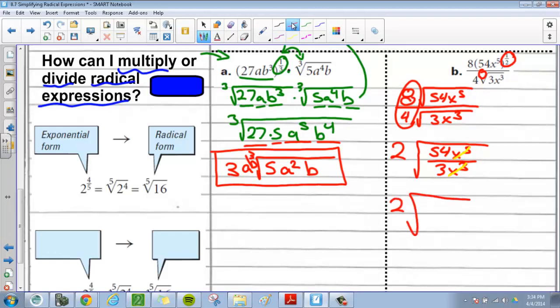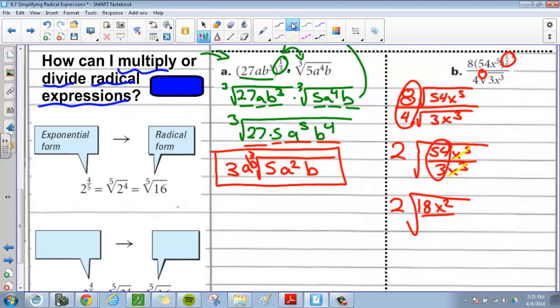So I've got my radical. I've got my x squared on top. And this 3 and 54, is 54 divisible by 3? Well, you bet it is, because 5 plus 4 is 9, and 9 is divisible by 3. So what is 54 divided by 3? We've got 10 for 30, and then we've got another 8, so it's 18. I believe it's 18. So this is 18x squared because of this 54 and this 3.